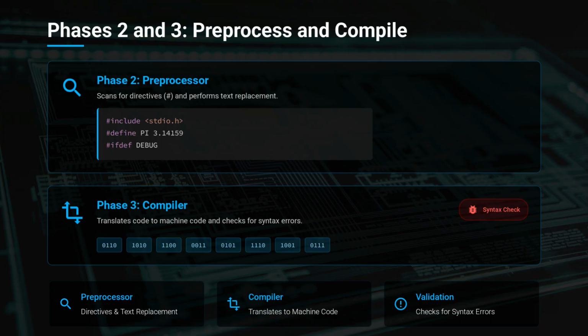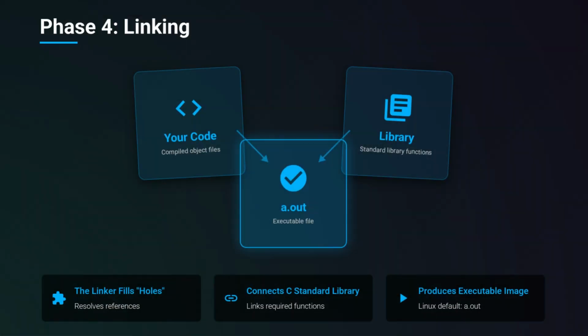But the compiled code still has holes. It references functions like printf that you didn't write. In Phase 4, the linker connects your object code with the missing C standard library functions. It merges everything to produce a final executable image. On Linux systems using GCC, this file is often named a.out by default.